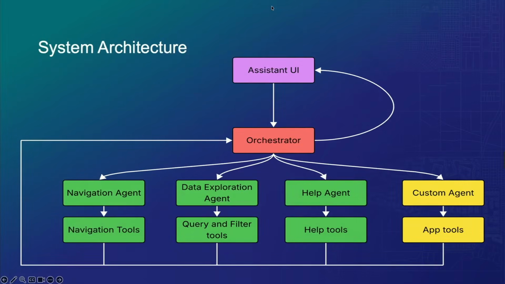So yeah, now let's look at the system architecture for this. You have the assistant or the UI where you ask the question, and then it goes to the orchestrator. This is the supervisor, and this orchestrator or supervisor agent, based on the question, looks at all the agents that are available to it. In the example we saw, we had the navigation agent, which had a bunch of navigation tools. We saw the geocoding tool, for example. Then we saw 2-3 examples for the data exploration agent. And within that data exploration agent, there are query and filter tools. Then we had the help agent, which has some of the help tools.